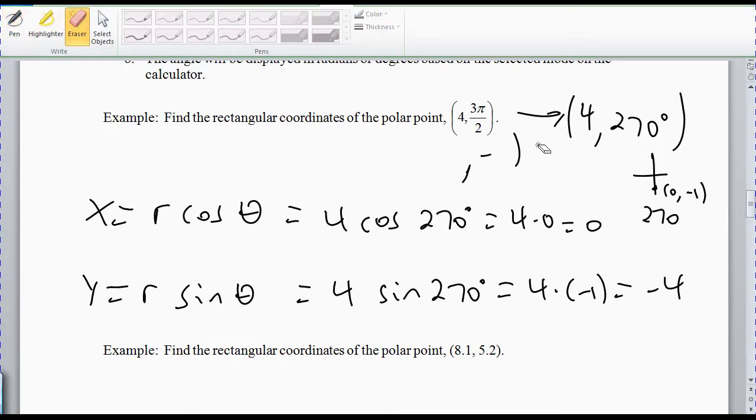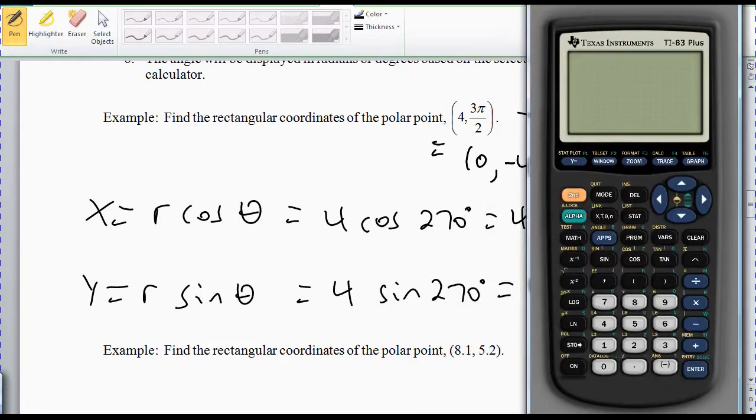So 4 comma 3 pi halves is the same as 0 comma negative 4. And that's the answer. Now let's look at our calculator and see what it can do for us.